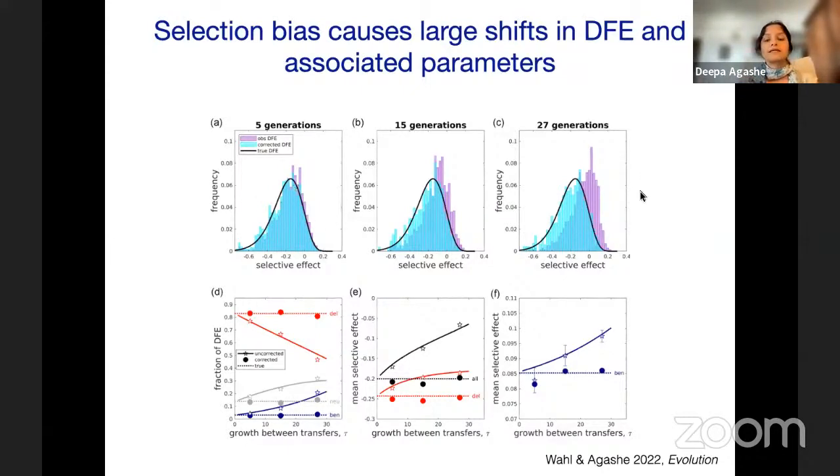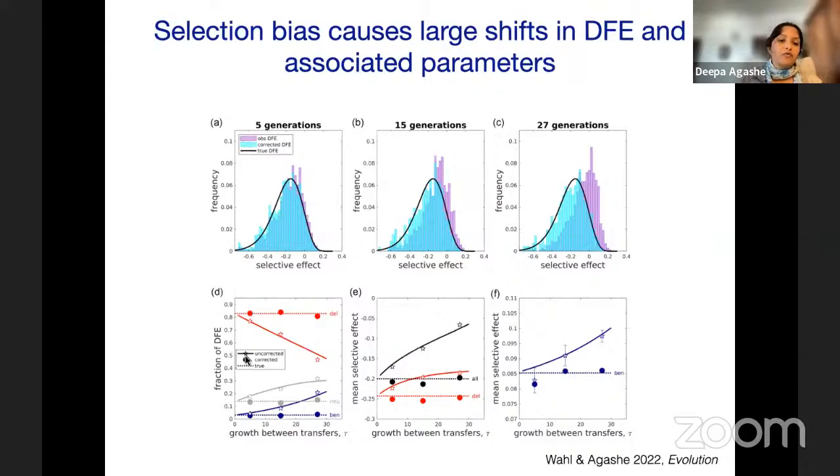Okay, so each result here is an average of many different simulations that she did for each set of parameter values. And here is what happens as a function of growth between transfers, the number of generations on the x-axis. How does the fraction of different categories of mutations change? So here's the uncorrected, which is the stars shown here. As the growth between transfers increases, you find that the total fraction of the DFE increases between generations. The mean selective effect goes up.